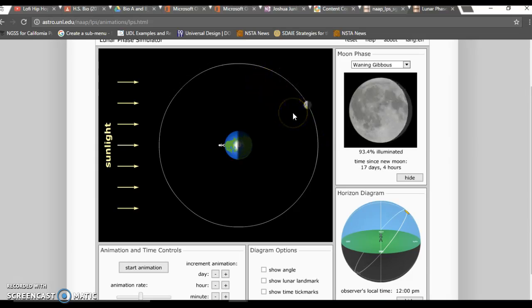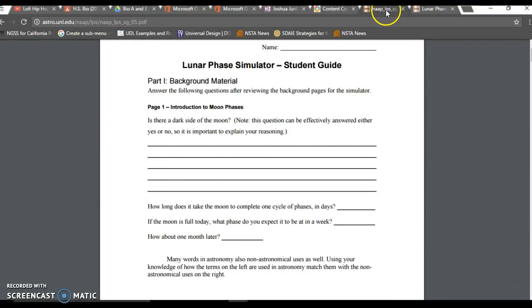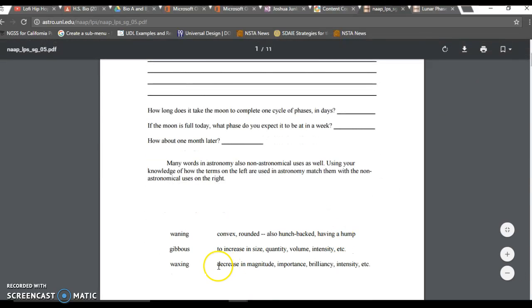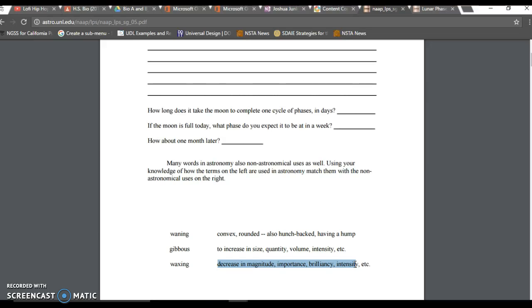And what does the moon look like? You just describe it. Up here, the simulator will always tell you what's the phase of the moon. So there's different names. New moon, waxing crescent. So what does waxing mean? Well, down lower on the worksheet, it gives you some definitions. Waxing means decrease in magnitude, brilliance, and intensity. To decrease in magnitude, brilliancy, and intensity means the moon is in a place where it's slowly getting darker. More and more of the moon is getting shaded or not looking bright.